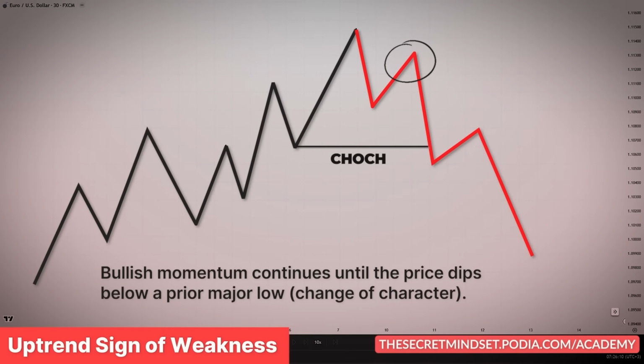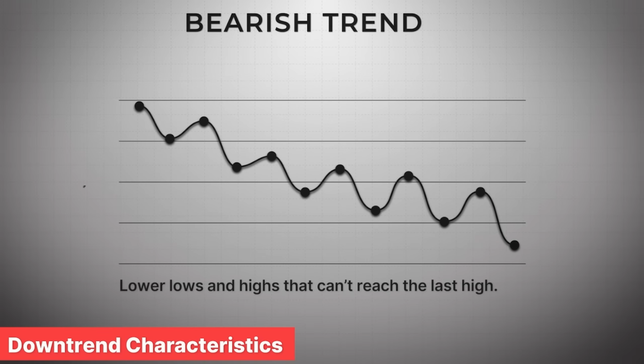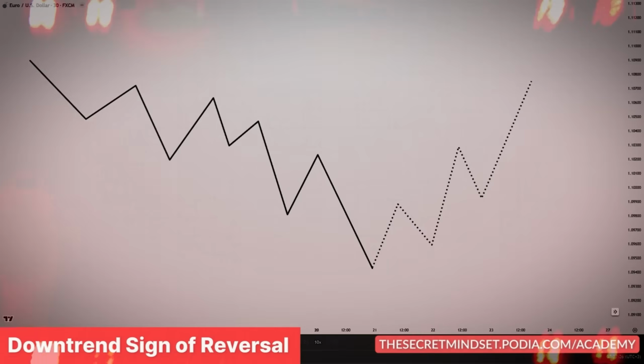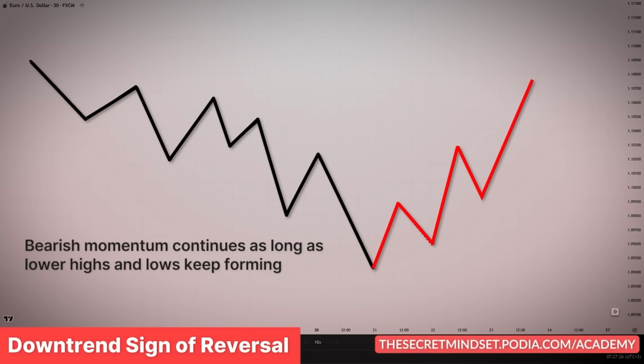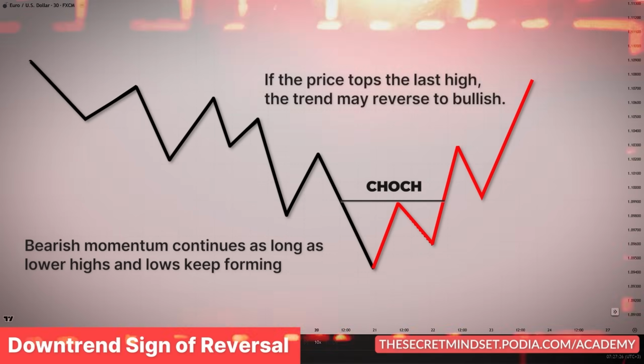You can tell a trend is losing steam when the price fails to make a new high after the latest rise. That's a sign buyers may be losing their grip. In a downtrend, you'll see the opposite. Lower lows and highs that can't quite reach the last high. This bearish pressure from sellers keeps pushing the price down. The trend stays in place as long as those lower highs and lows keep coming. But if the price manages to top the last high, the trend could be reversing to bullish territory.